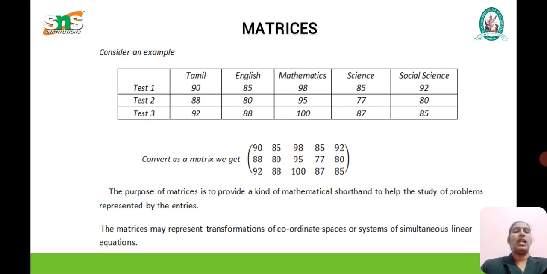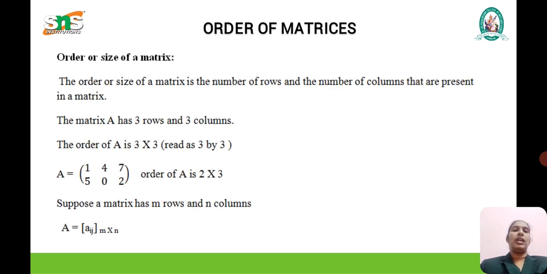We can use matrices to solve simultaneous linear equations, and find the x, y, z values. After knowing the matrix, we have to know how many rows and how many columns are there in the matrix. This can be identified using the definition of order of a matrix. The order of a matrix tells us the number of rows and the number of columns present in the matrix. For example, 3 by 3 means 3 rows and 3 columns are present.